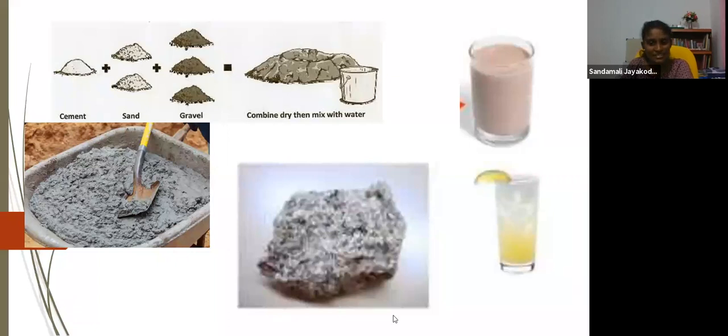And this given example is a granite, it's a rock. When you closely look at a rock, you will see that there are little different types of colors in it.